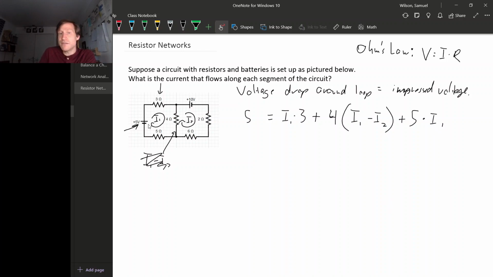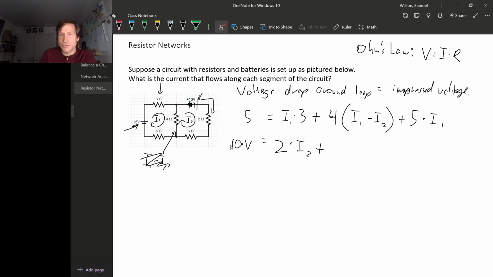Okay, so this left-hand loop gave us an equation. Of course, the right-hand loop is also going to give us an equation, so let's write down that equation. Let me actually change this diagram. I'm going to put this voltage source the other way around, just so that it matches the way I do the current here. Okay, so starting at the positive side here, we have 10 volts. So first we go through this resistor, so resistance of 2 times I2, because that's the current through this resistor.